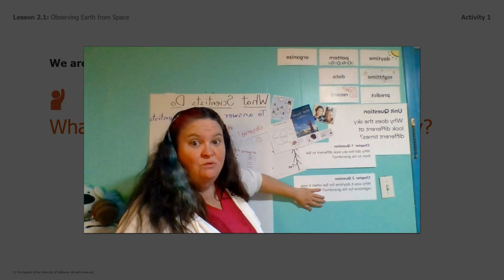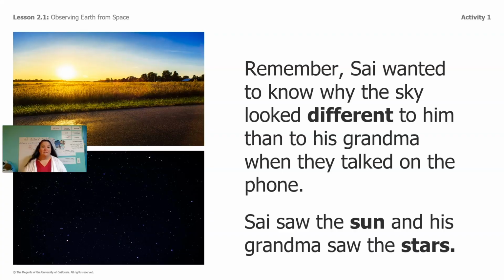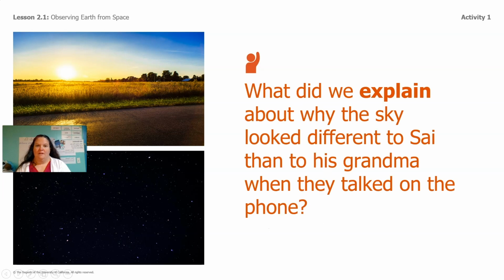Now we're going to go on to Chapter 2. Cy wanted to know why the sky looked different to him than his grandma when they talked on the phone. So Cy saw the sun and his grandma saw the stars. And what did we explain about why the sky looked different to Cy than to his grandma when they talked on the phone? We decided one thing about what must be true about Cy and his grandma. Do you guys remember what we decided? I think I heard the answer out there. We talked about the fact that they must not live in the same place, right?